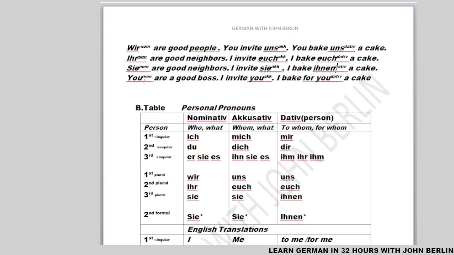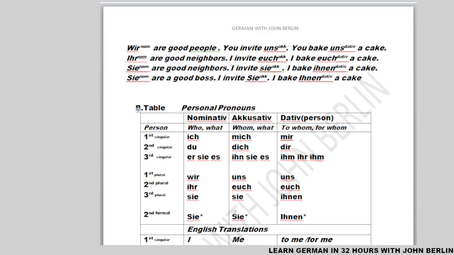Perfect. And in the end, we had written the second person formal. You are a good boss. We couldn't say du because it was formal, so we said sie. Remember, the S is capital. I invite you. Again, you can't say dich, that is wrong. Talking formally, so it's again sie. And I bake for you a cake. For whom do I bake a cake? For you. Like ihnen with capital I. Yes. So the second person formal is actually the carbon copy of third person plural, except first letters are capital.